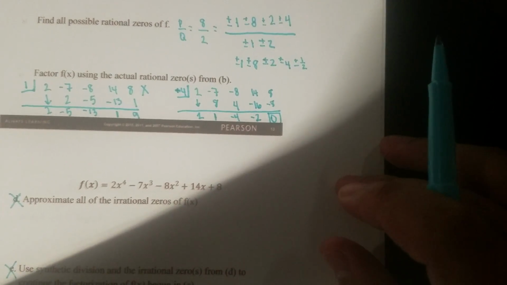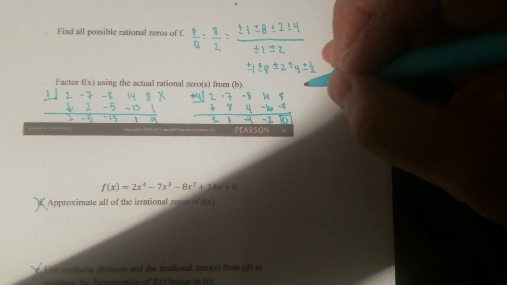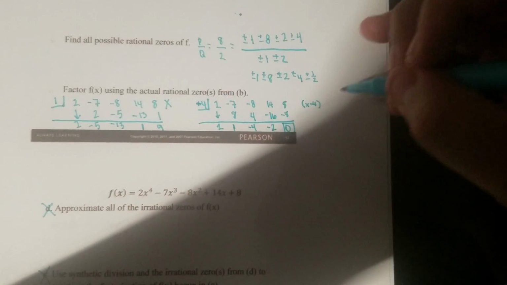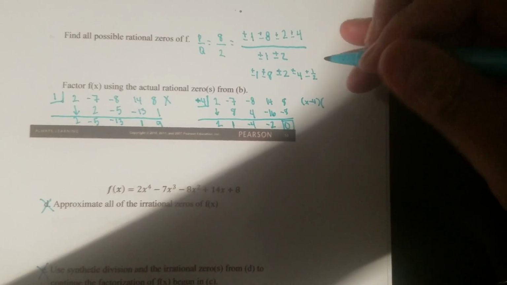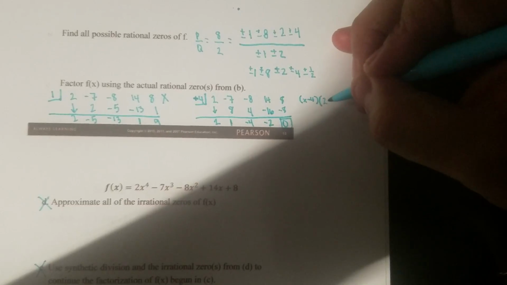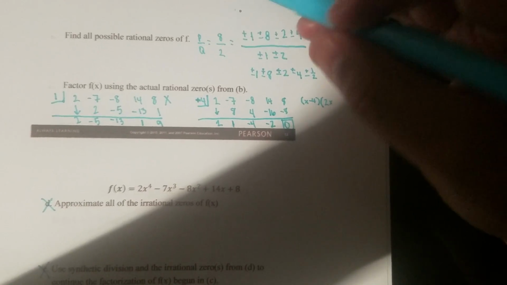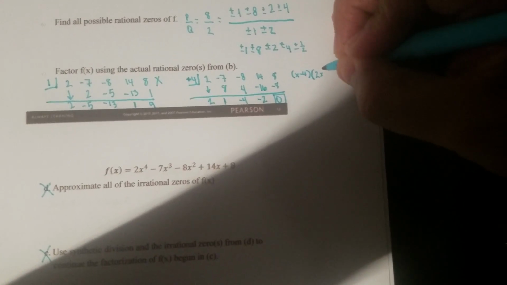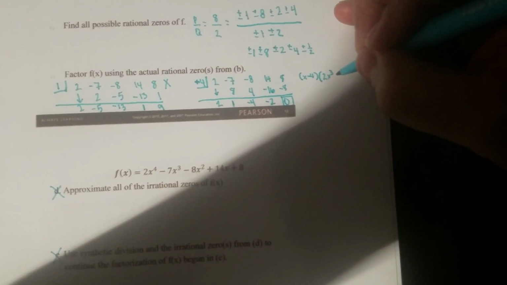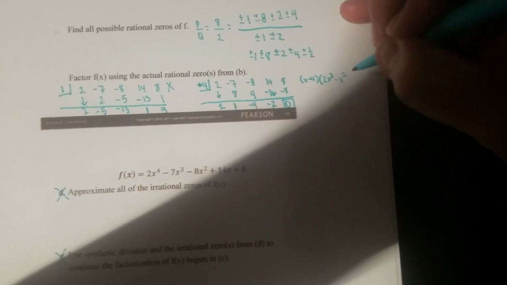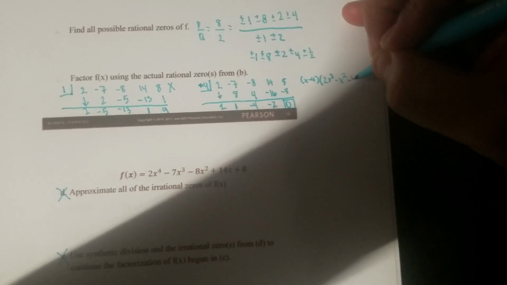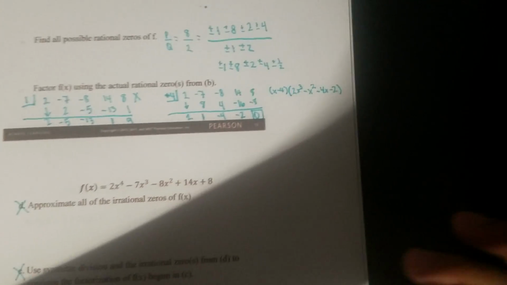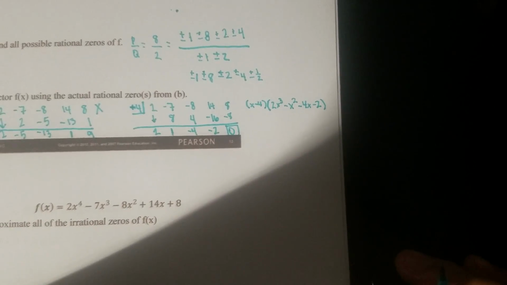This is a factor, so the way I would write it is x minus 4, so you do switch the sign. And now I start writing this part. So 2x, and there's going to be a power down from this over here, so there's going to be 2x cubed minus x squared minus 4x minus 2. Okay, so this is the factored form.